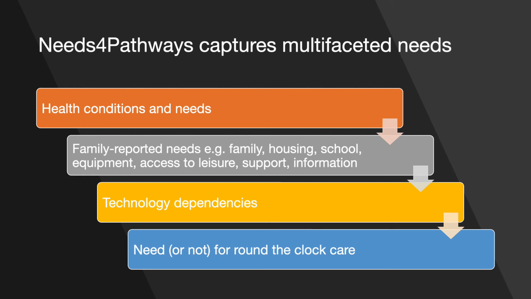So the Needs4Pathways tool captures multifaceted needs, health conditions and needs, family reported needs, such as with family housing, school equipment, access to leisure, support and information. The tool can capture information about technology dependencies such as gastrostomy tubes, ventilators, ventriculoperitoneal shunts and the like. You can also record whether there's a need or not for round-the-clock care.